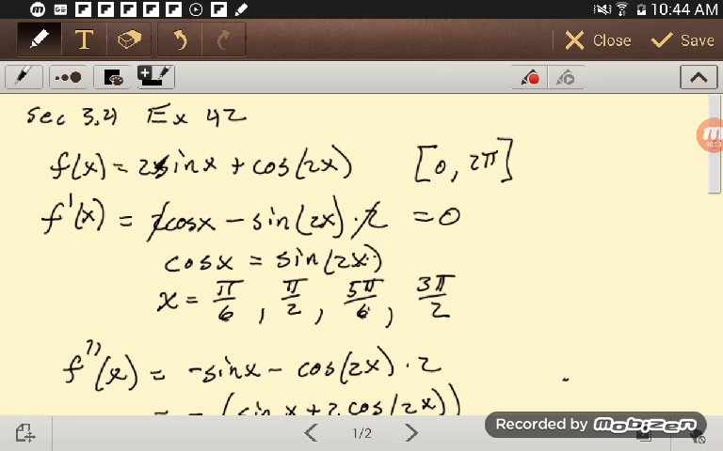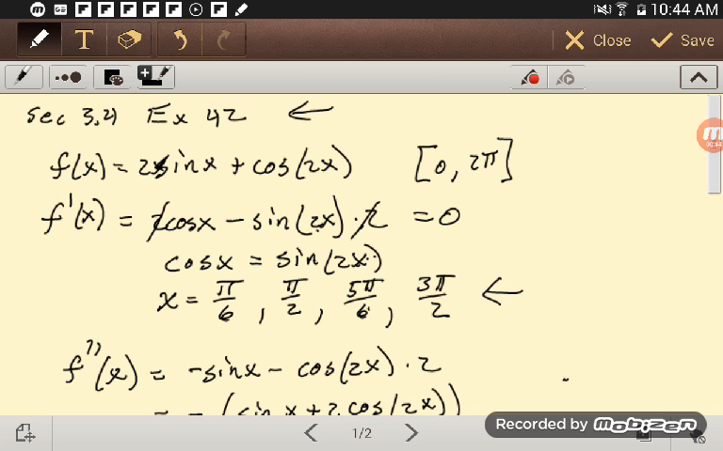So this is section 3.4, exercise 42. We're to find all relative extrema of 2 sine x plus cosine of 2x on the interval 0 to 2 pi. So I took the derivative, set it equal to 0. So we get 2 cosine x minus sine of 2x times 2. I got rid of the 2's, and I needed to find where cosine x was equal to sine of 2x.